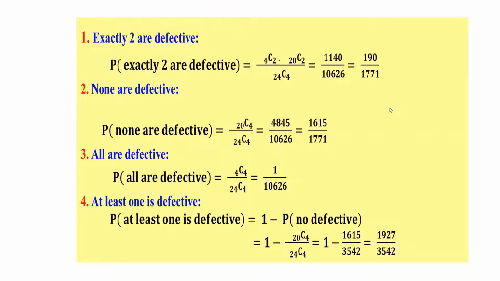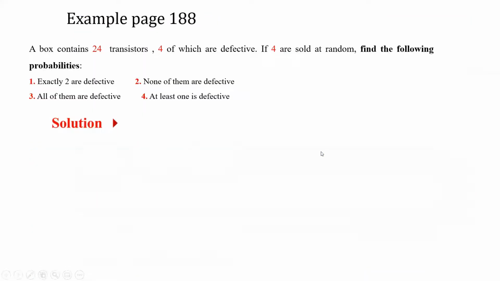Now let's convert this question to binomial distribution. As we mentioned, the only difference between binomial distribution and hypergeometric distribution is that in hypergeometric distribution the trials are dependent, while in binomial distribution the trials are independent. That means drawing with replacement in binomial distribution and drawing without replacement in hypergeometric distribution.